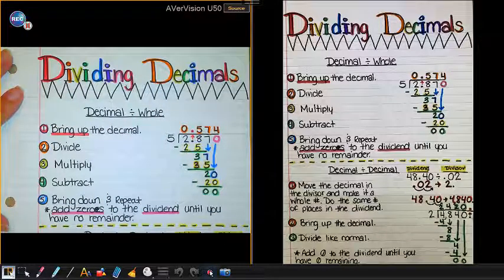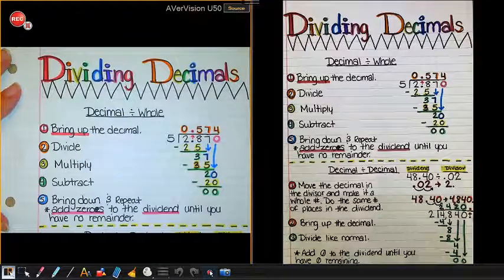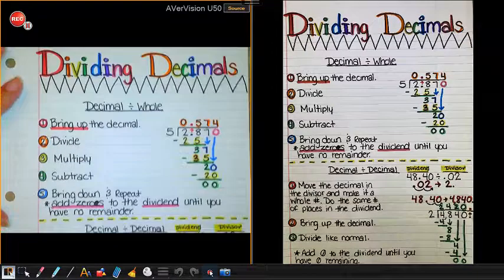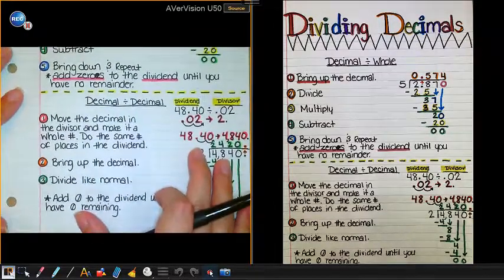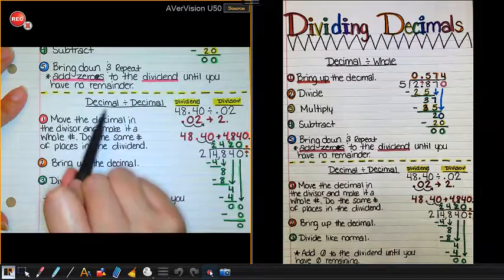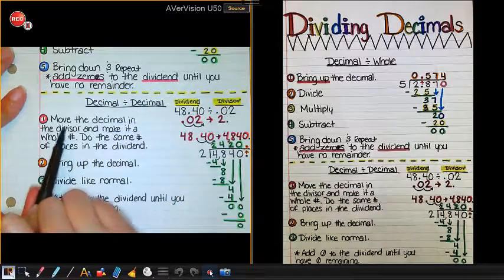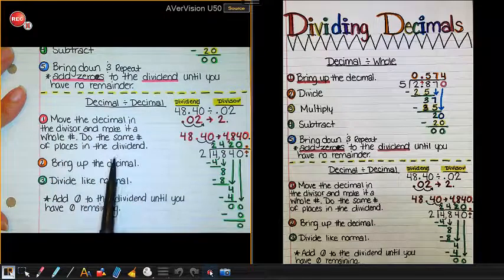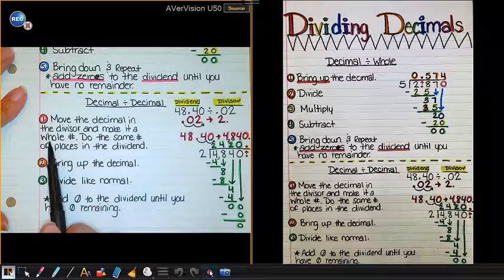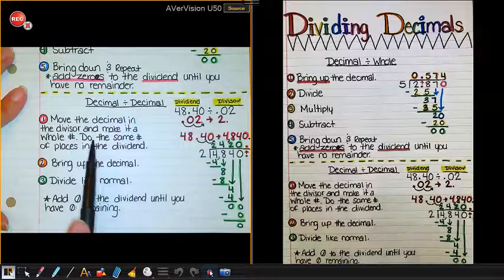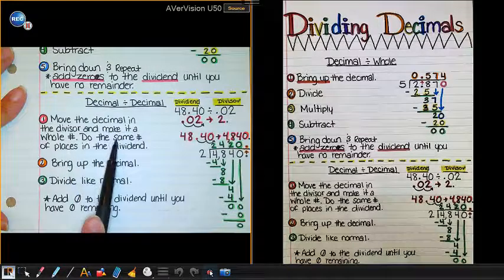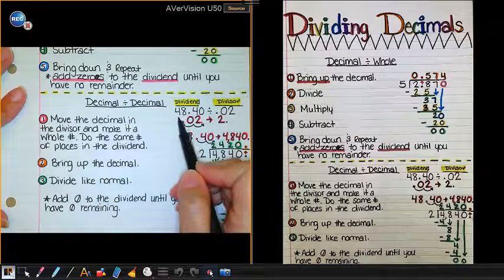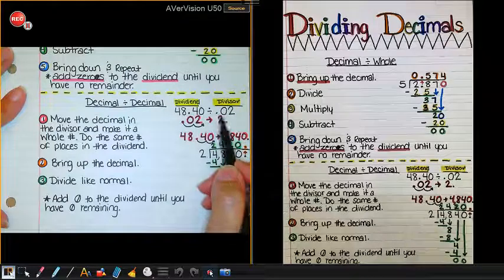Alright, so let's take a look at dividing a decimal by a decimal now. This one, you just have to do one more step. When you're dividing a decimal by a decimal, you need to move the decimal in the divisor and make it a whole number. And whatever you do to the outside, you have to do to the inside. So you're going to move the decimal the same number of places in the dividend. For example, here we have 48.40 divided by 0.02.